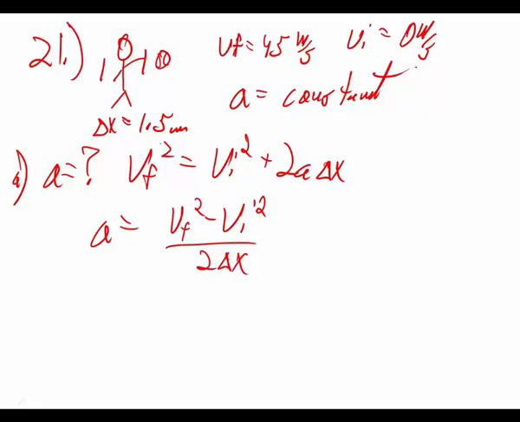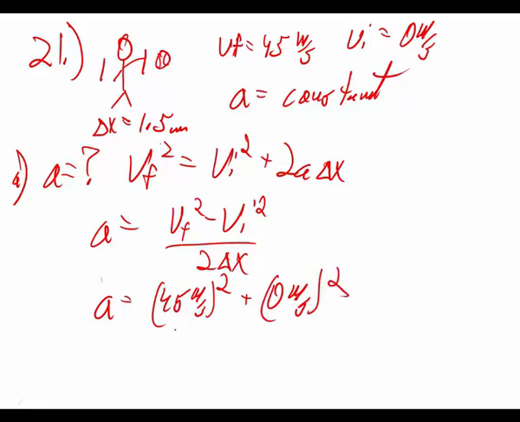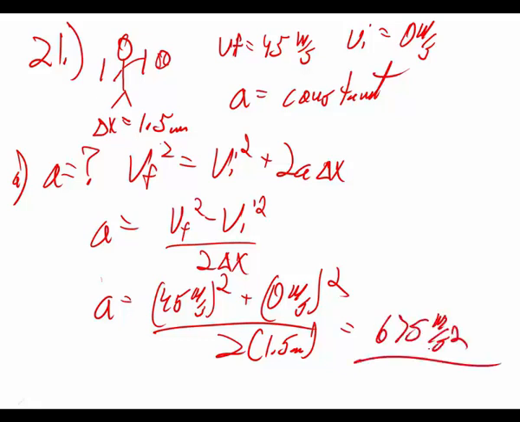All right, so look, we can find it now. The final velocity, 45 meters per second, squared, plus 0 squared, over 2 times what? 1.5 meters. And you should get what? 675 meters per second squared. Does that sound right? Should.